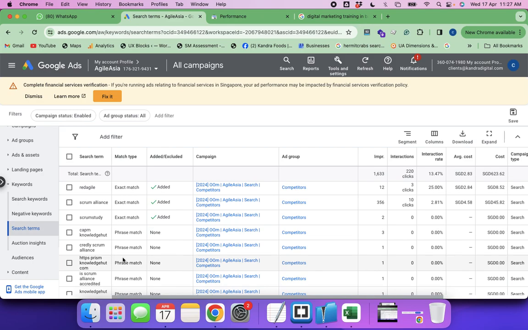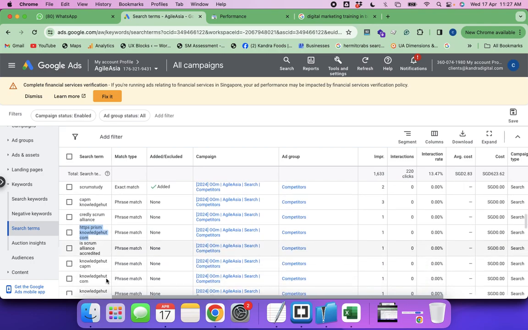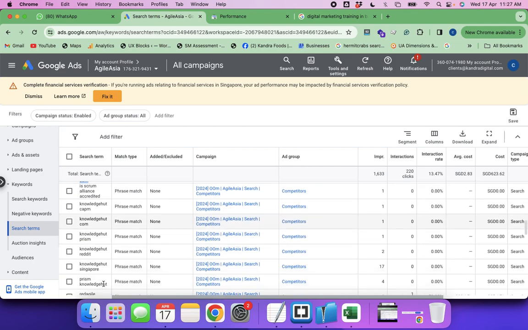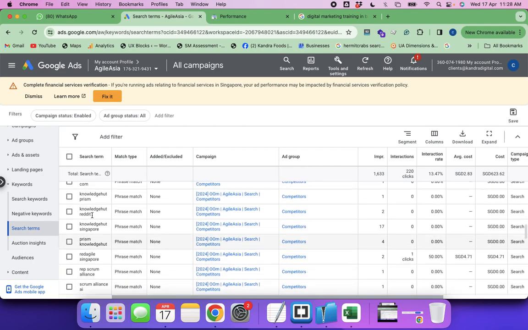CAPM. See now, CAPM. I don't think currently Scrum Alliance. Yeah, this is completely wrong. Prism Knowledge Edge is their tool, and the people who are searching Prism Knowledge Edge would definitely not sign up for the course. So adding Prism as a negative keyword is important for them. Is Scrum Alliance accredited, which is also wrong. It's wastage of money. Prism Knowledge Edge is also a waste of money.